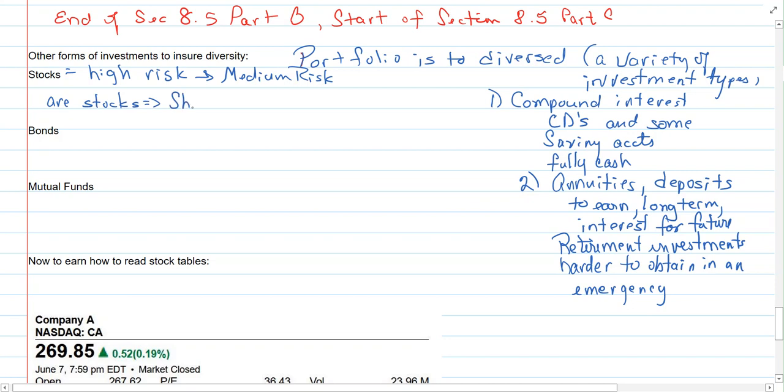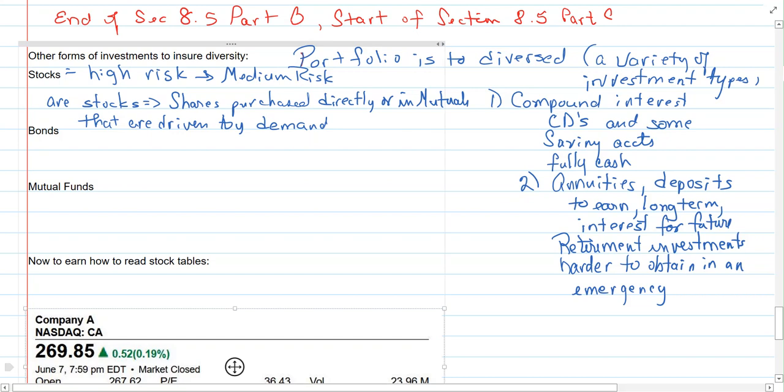So shares purchased directly or in mutuals that are driven by free enterprise. Well, I wouldn't say free enterprise, but driven by demand. All right. And these are purchased in blocks of, I think, a minimum of 100, but you can buy one of certain ones. They will allow it. Bonds.